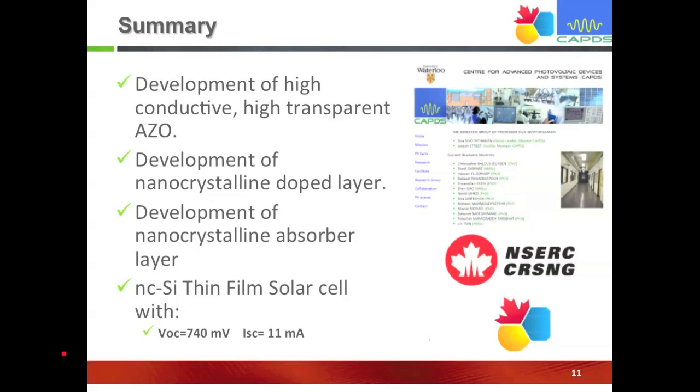And here is the final summary of my achievements, which I explained before: developing a very good conductive layer, developing the nanocrystalline doped layer and the absorber layer, and the final device right now at these two conditions that we need to improve by our further research.